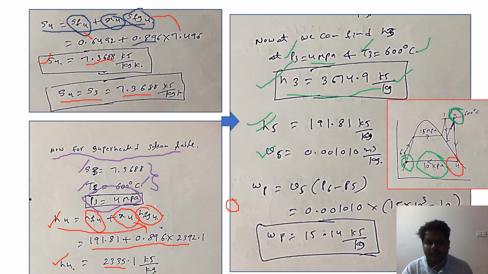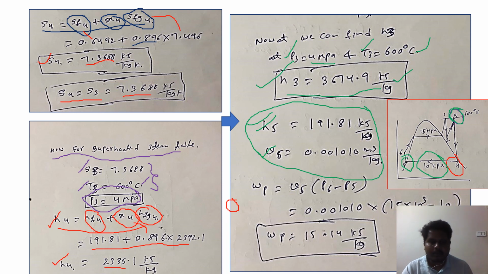Specific volume equals 0.001010 meter cube per kg. These two values I have taken from the saturated steam table at 10 kilopascal, which is already given in the problem.